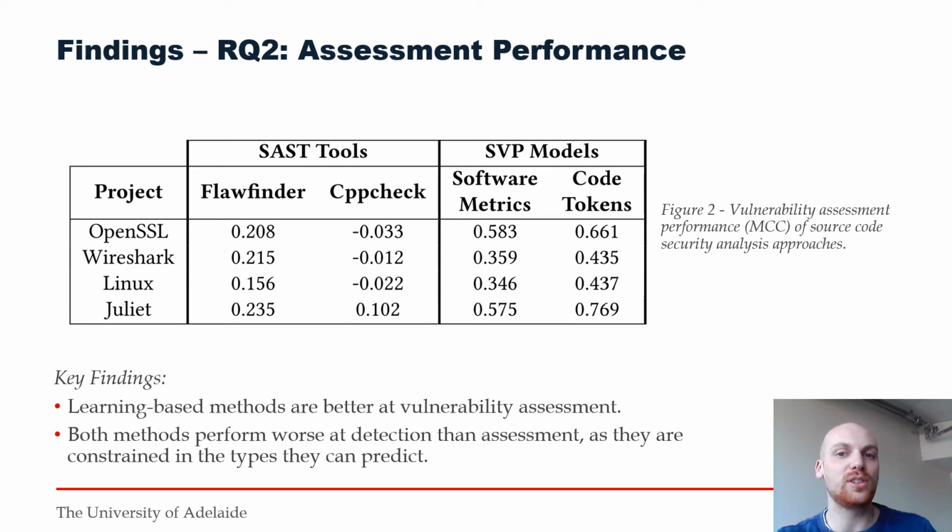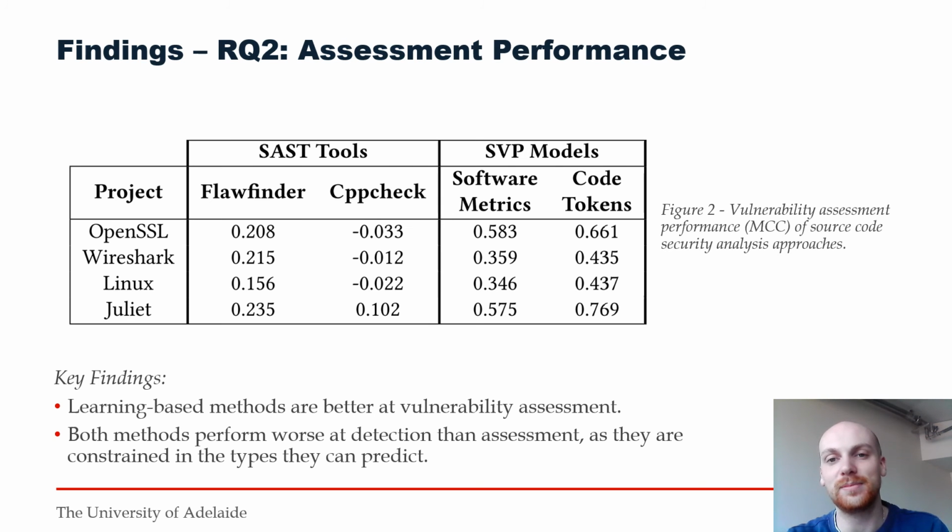The SAS tools can only predict the types that their rules and checks are built for and targeted towards. The SVP models similarly can only really predict types for which there's adequate training data. For the more obscure vulnerability classes, they were simply unable to predict them accurately because they weren't able to learn the patterns.